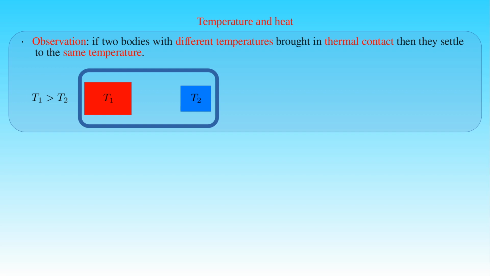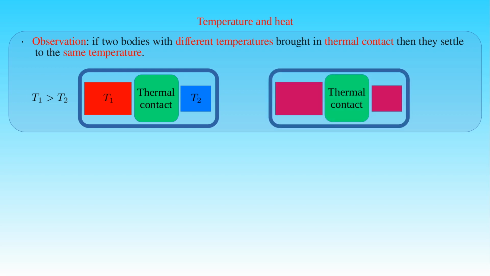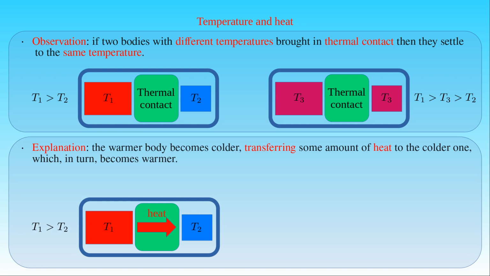If we bring the two bodies into some thermal contact represented by the green rectangle and measure the temperatures of the bodies, then we will see the temperatures change in time. The temperature of the warm body decreases while the temperature of the cold one increases until they reach a common temperature T3. We explain the phenomenon of the temperature equalization by applying the concept of heat, and state that the warmer body becomes colder, transferring some amount of heat to the colder one which in turn becomes warmer.